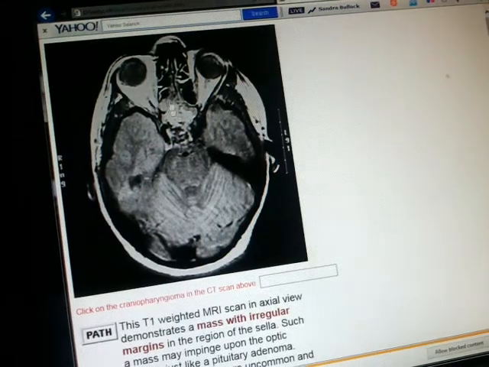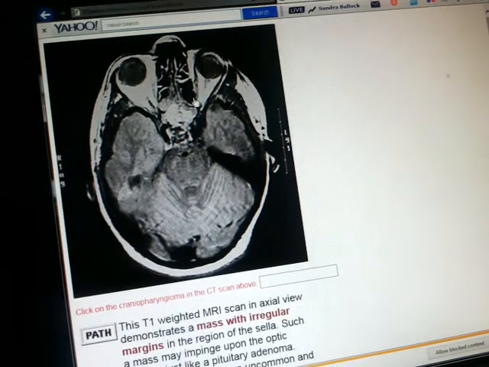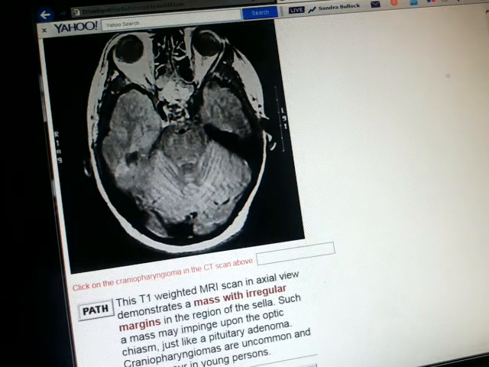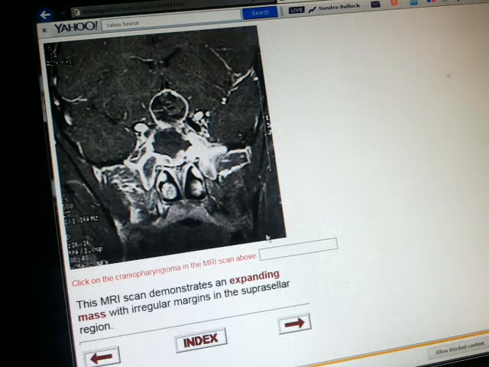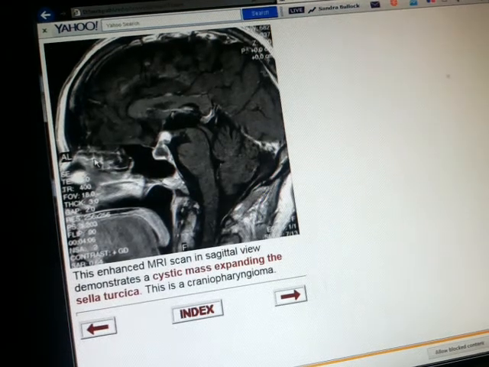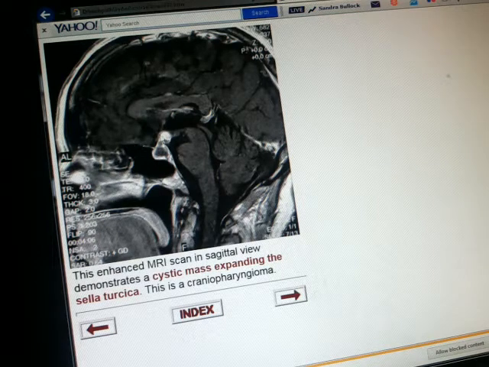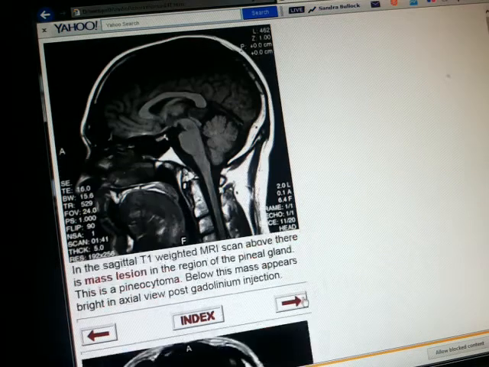By MRI, the lesion is ill-defined and infiltrating through the adjacent bony structure, here and here. This is an MRI scan showing the expanding lesion with irregular margin infiltrating through the adjacent bony structures. Also, this MRI scan shows the cystic mass expanding the sella turcica here.